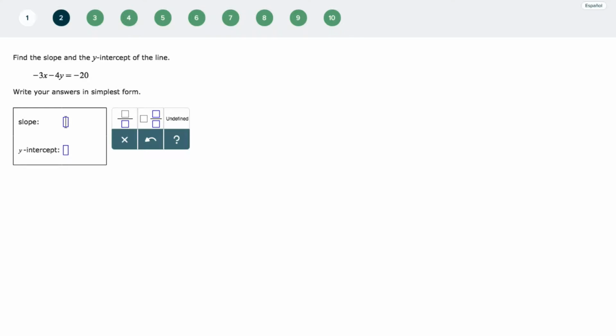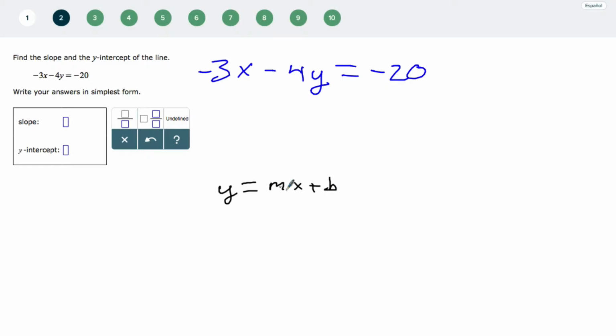Number 2, this one's slightly different. We have negative 3x minus 4y equals negative 20. We need to find the slope and the y-intercept. So to do this, we just need to solve for y. Because when we have it in y, we will have our slope and our y-intercept. So that's what we want to do.